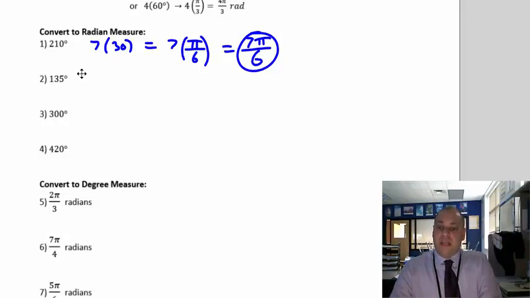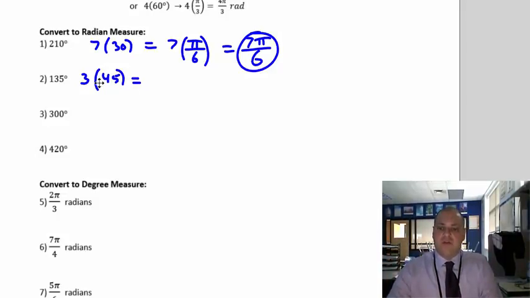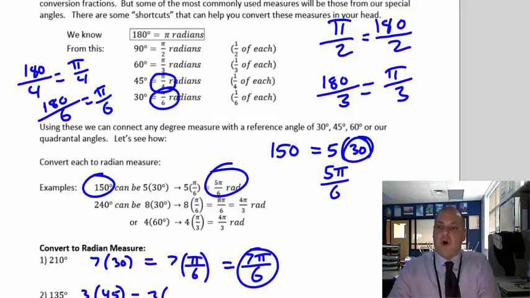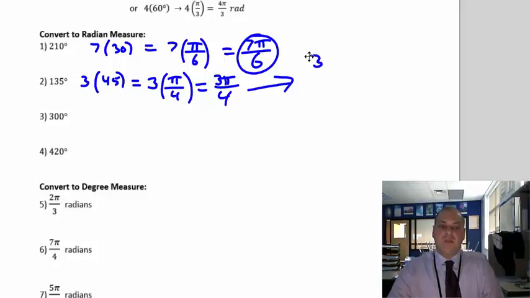135 is 3 45s. You have to either break it down to 30, 45, 60, or 90, okay? That's what you're going to factor it down to. So it's 3 45s, and what did we say 45 was? 45 is pi over 4, right there. So it's 3 pi over 4s, all right? So it's 3 pi over 4. Let me write that better. 3 pi over 4, okay?